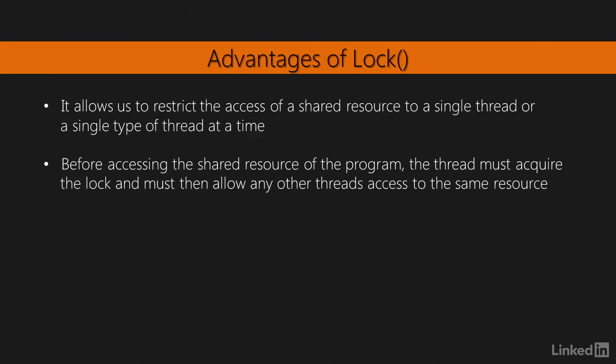Lock allows us to restrict the access of a shared resource to a single thread or a single type of thread at a time. Before accessing the shared resource of the program, the thread must acquire the lock and must then release it to allow any other threads access to the same resource.